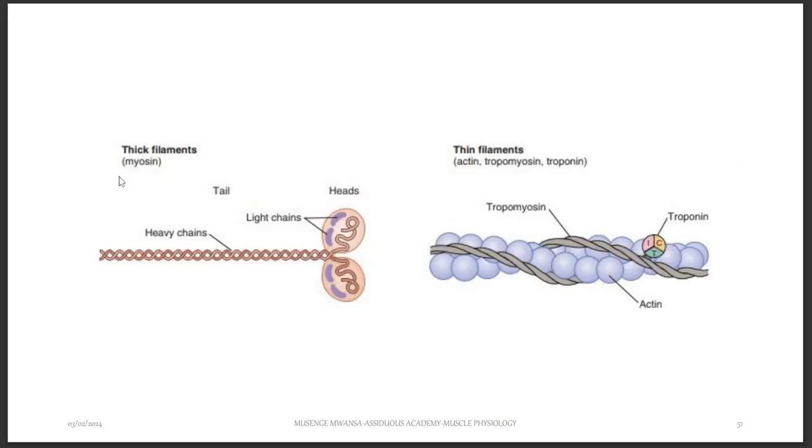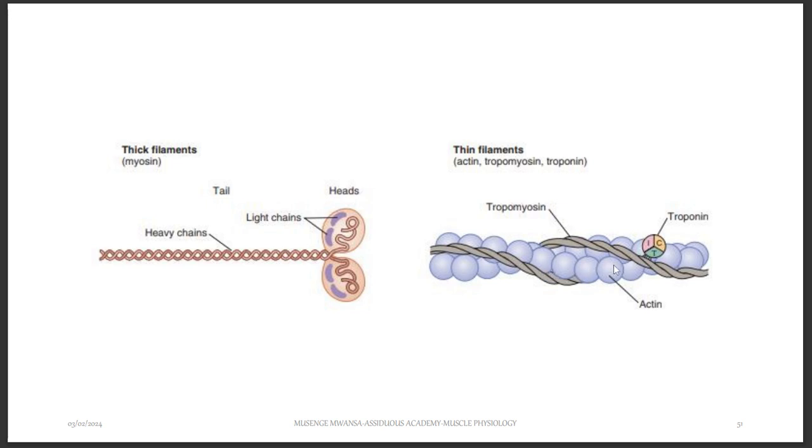So you can see the structure of the thin filament here. This is actually actin. You can see it has two chains. This is the thick filament, myosin. It has two chains, the heavy chain and the light chains, which are on the head, where the active site is going to be found. And then the thin filaments, you have three of them: actin, tropomyosin, and troponin.